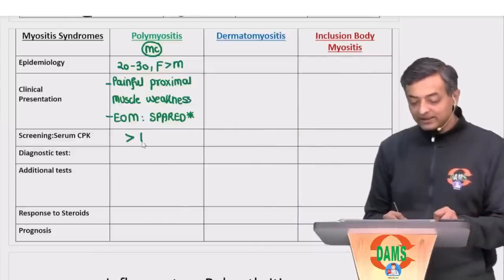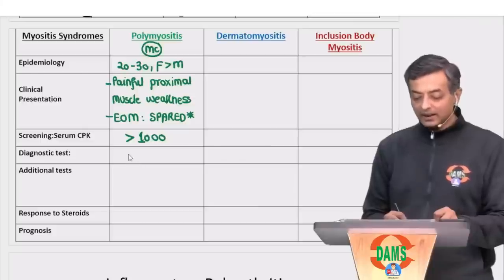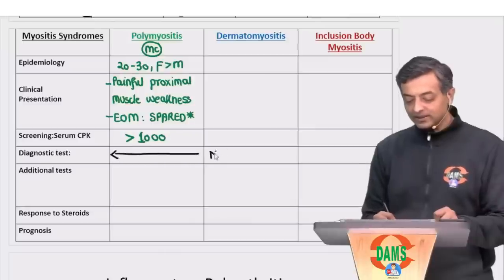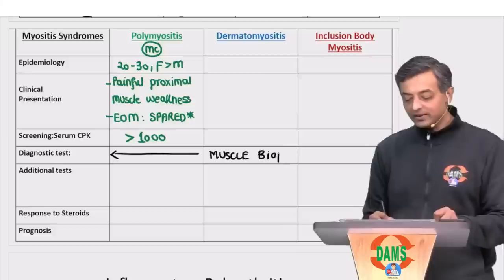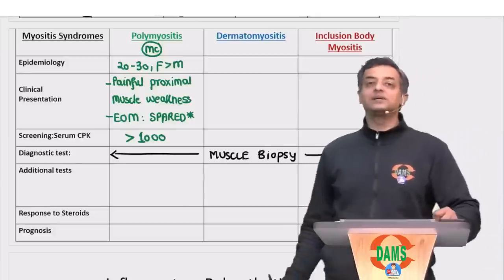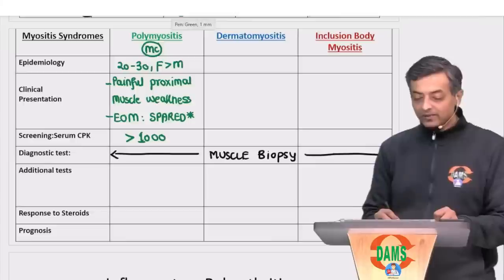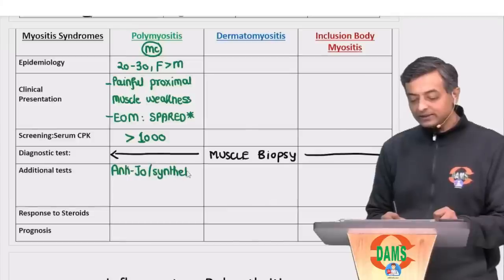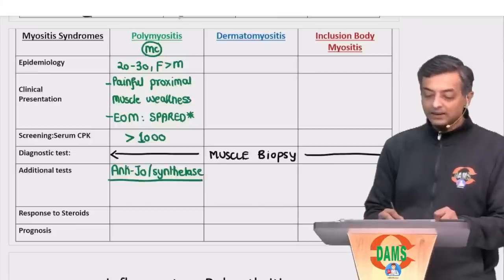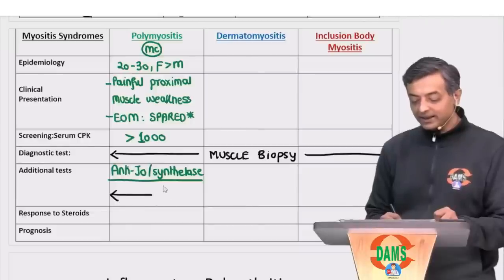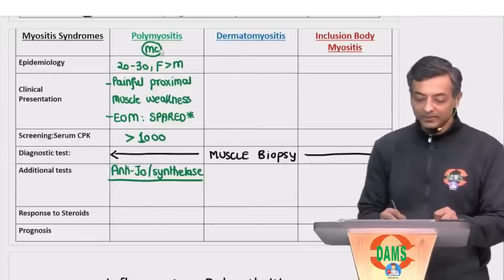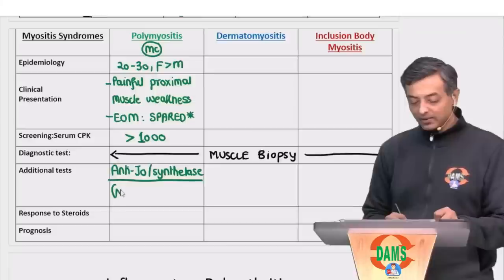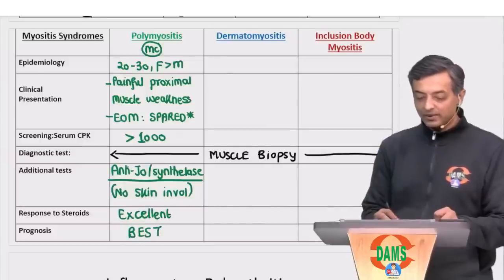The serum CPK level is grossly elevated, more than 1000. The diagnostic test in all of them to confirm the myositis is muscle biopsy. But as an additional test, you want to look for anti-Jo antibody, which is also known as anti-synthetase antibody. If it is present, that is why it is called anti-synthetase syndrome, it can be present in both. But with no skin involvement, then you mark it as polymyositis. Response to steroid is excellent. Prognosis is the best.